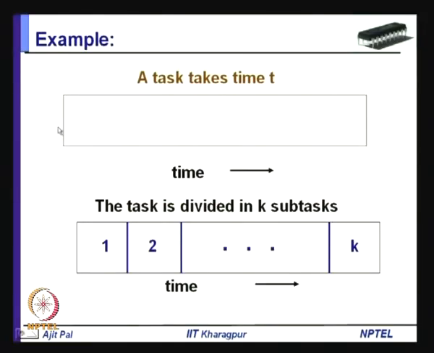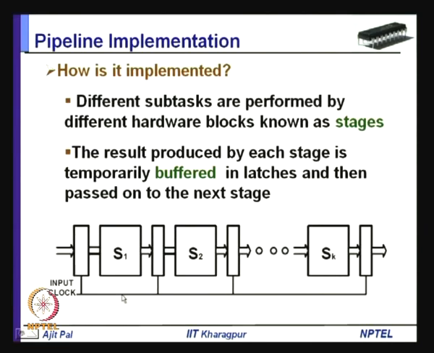For example, here we have a task which can be performed in time t, let us assume, and if the task can be divided into k subtasks, say we have divided into 1, 2 up to k of equal size, then this can be pipelined, and if they can be performed in an independent manner, then you can implement pipelining. How? Let us see.